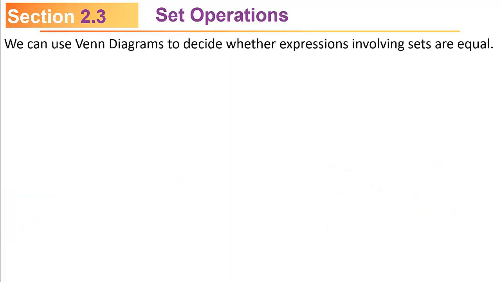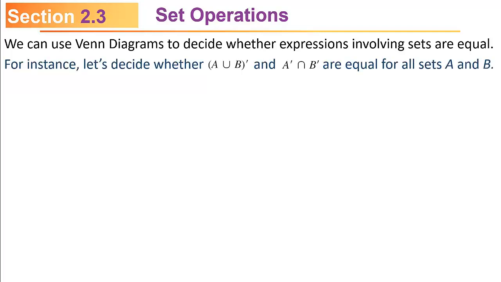Venn diagrams, as I've said before, are useful, and one thing you can use them for is to decide whether certain expressions involving sets are equal to each other. For instance, let's decide whether this expression, the complement of the union of A and B, is the same as the intersection of the complement of A with the complement of B. And Venn diagrams are perfect for doing that.